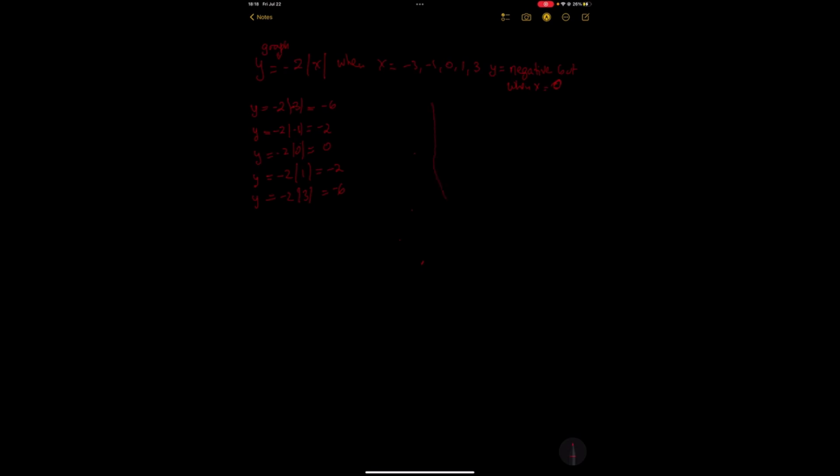So how does that look? Let's see how it's gonna be. We have, let's say, this is 3, this is 1, this is 1, and this is 3, and on the y-axis this is negative 2, negative 6. Basically, we don't need the positive side, because everything is going to be negative anyways.